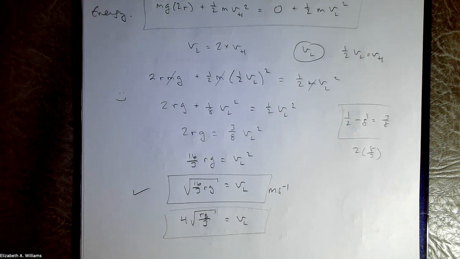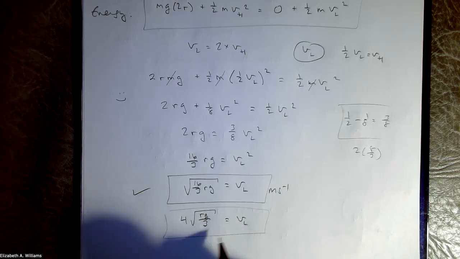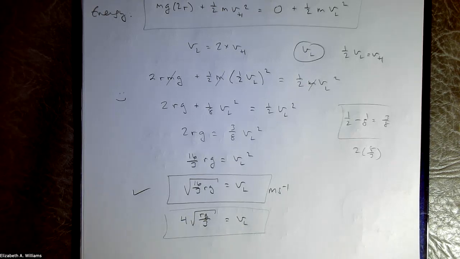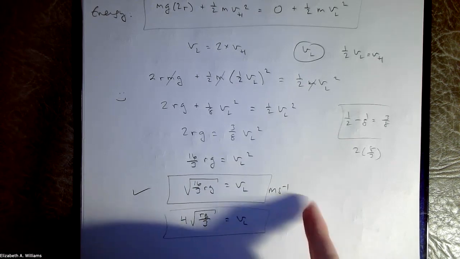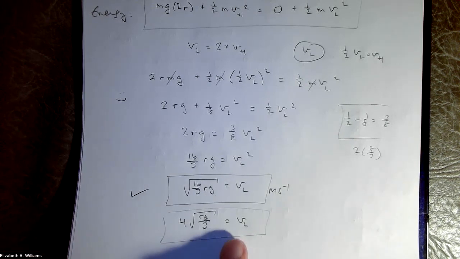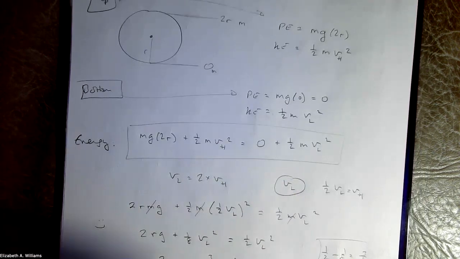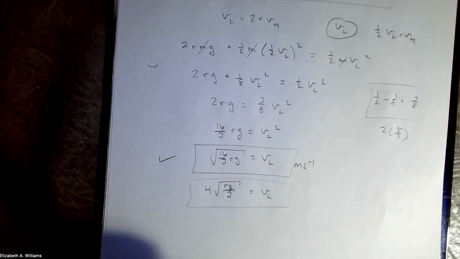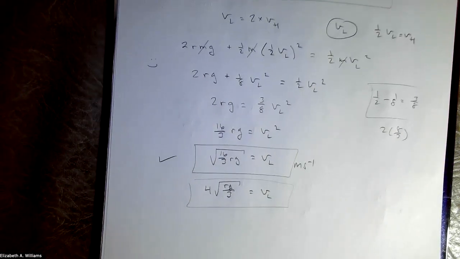And it's not a number. The velocity at the bottom is going to depend on the radius of the circle. It's not going to depend on the mass of the rock that you're whipping around, but it will depend on how long the string was, if the speed at the bottom is twice as fast as the speed at the top. So we got that relationship through the energy equation. It's not the nicest, but it's okay. I've seen worse.